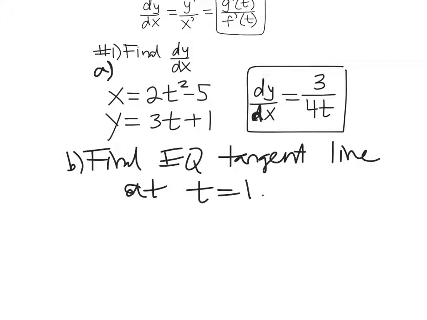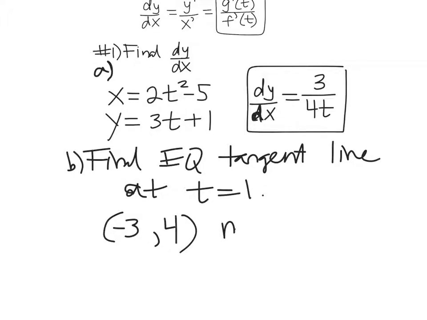So in order to find the equation of a tangent line, you need a point and you need a slope. So let's work on our point first. We need an x, y coordinate. You're going to use the original equation. So we want to find out what the xy point is at t equals 1. So you'll take 1 and plug it in. So you get t squared is 1 times 2 is 2 minus 5 is negative 3. Then take t equals 1 and plug it into the y part of the parametric function. So 3 times 1 is 3 plus 1 is 4.